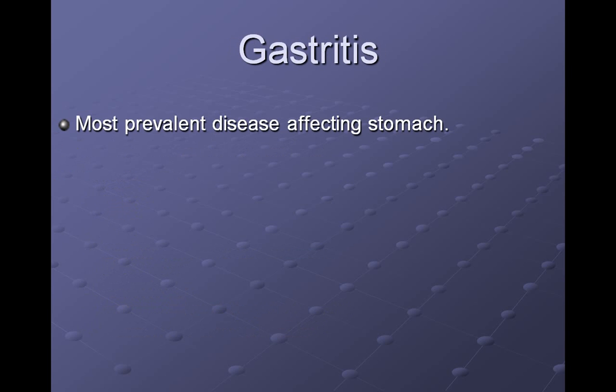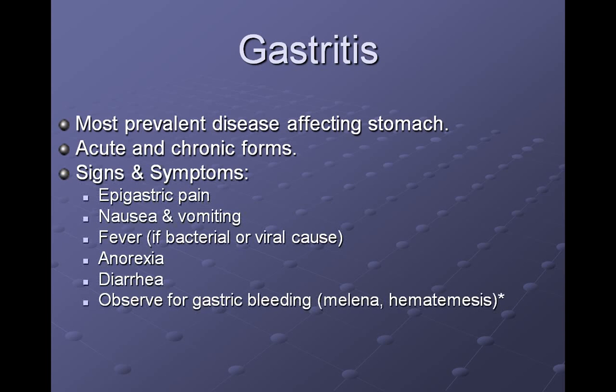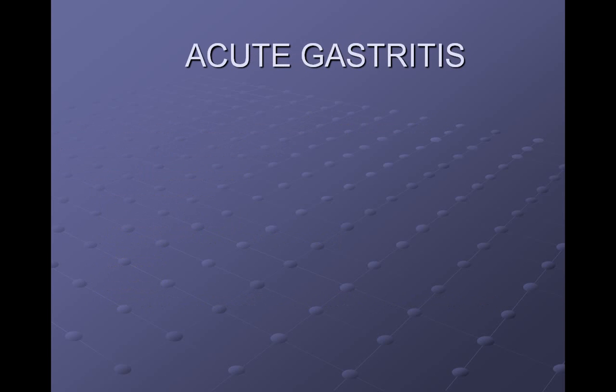Gastritis is the most prevalent disease affecting the stomach. It is available in acute and chronic forms. Please read about both. Signs and symptoms: epigastric pain, nausea and vomiting, fever if bacterial or viral in origin, anorexia, diarrhea, and you want to observe for gastric bleeding such as melena or hematemesis.